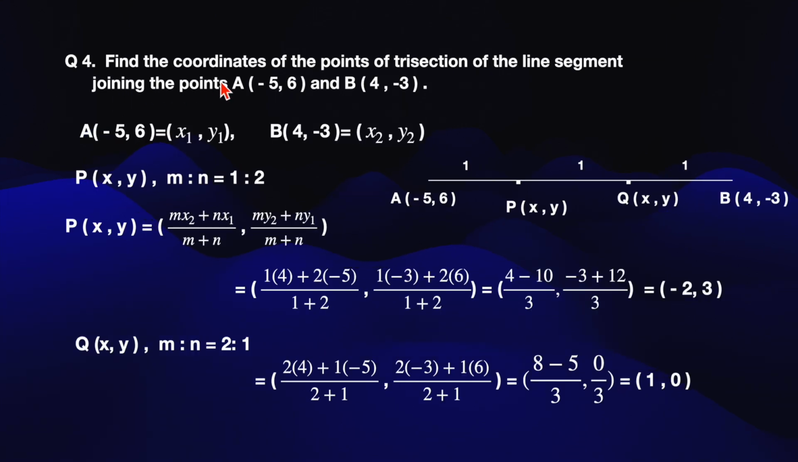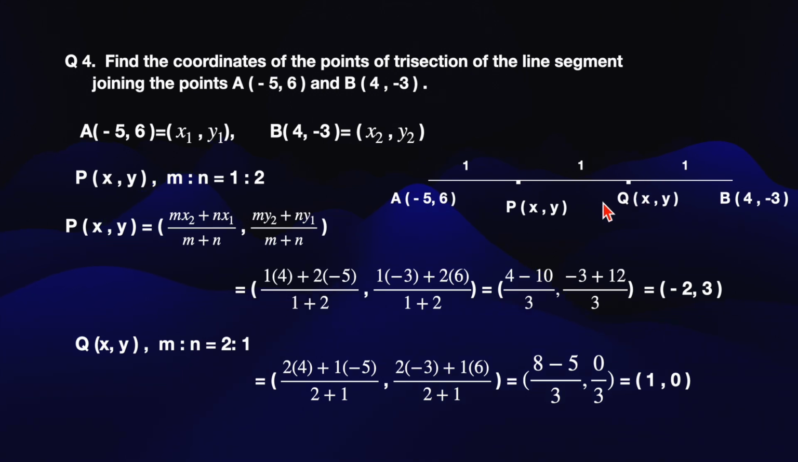Question 4. Find the coordinates of the points of trisection of the line segment joining the point A and B. Okay, so here is the line segment AB, and there are points of trisection. Trisection means this line segment AB has been divided into 3 equal parts. So here is one part, this is another, all 3 parts are equal. So you have 2 points of trisection. Let it be P and Q. Okay, we have to find the coordinates of these 2 points.